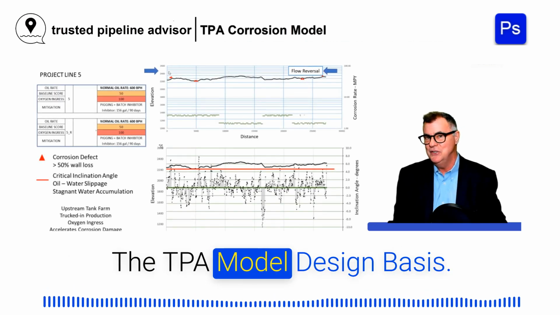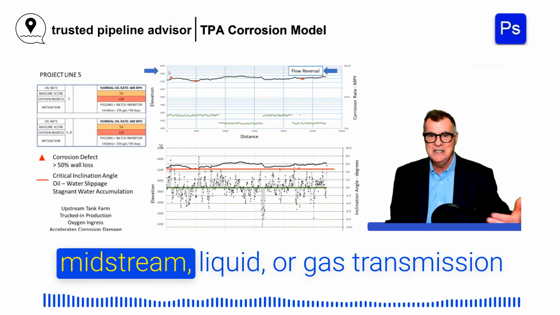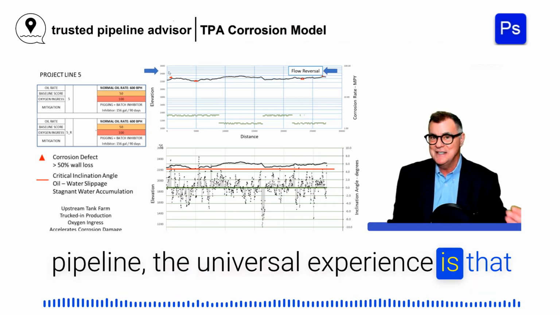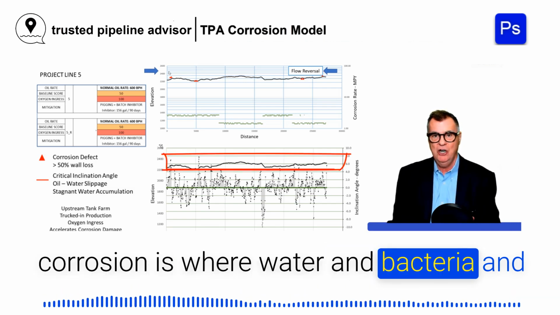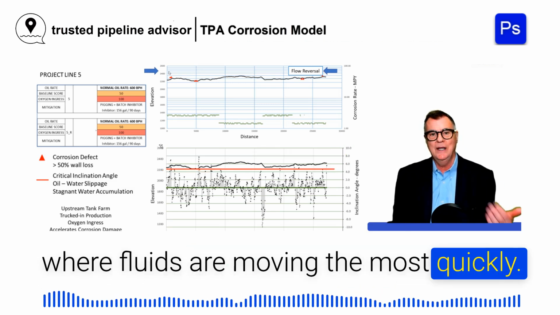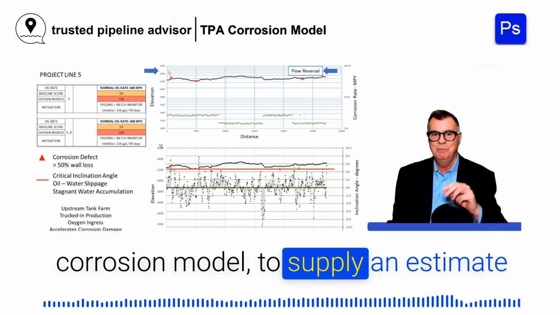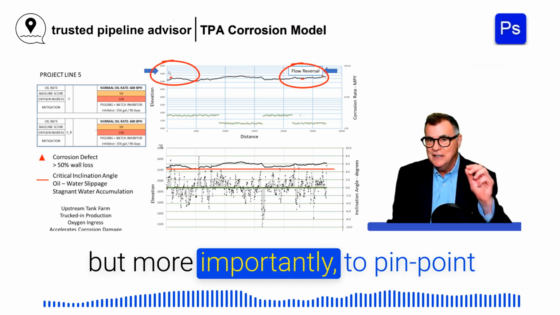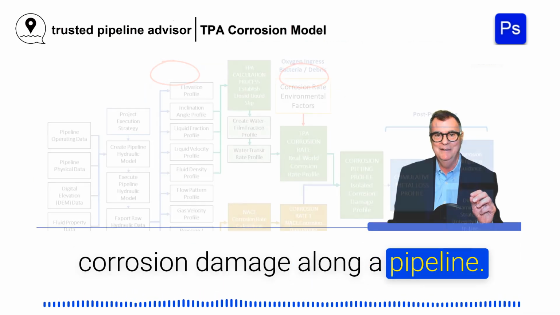The TPA model design basis. Whether it is a production gathering, midstream, liquid, or gas transmission pipeline, the universal experience is that the most probable location for internal corrosion is where water and bacteria and solids accumulate, and not at locations where fluids are moving the most quickly. So this is the main goal of the TPA corrosion model: to supply an estimate of the real-world corrosion rate profile, but more importantly, to pinpoint the most probable locations for corrosion damage along a pipeline.